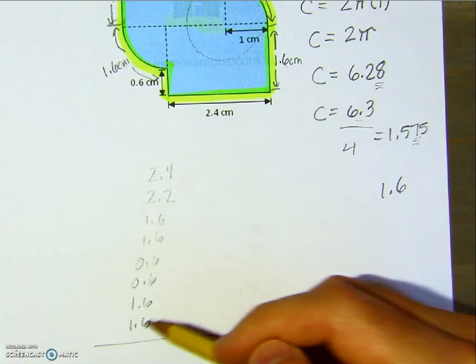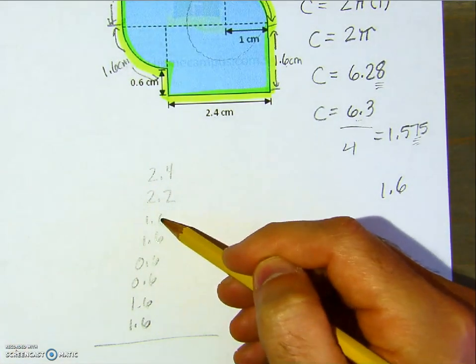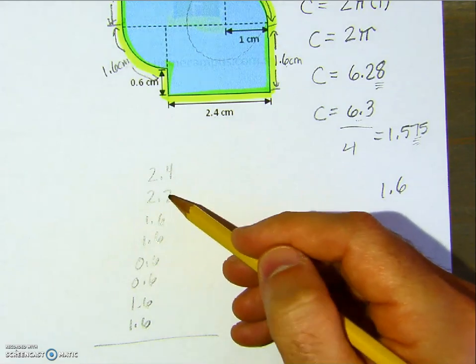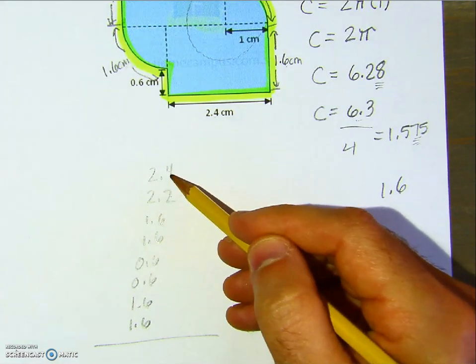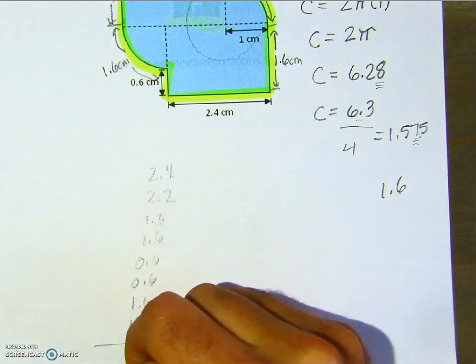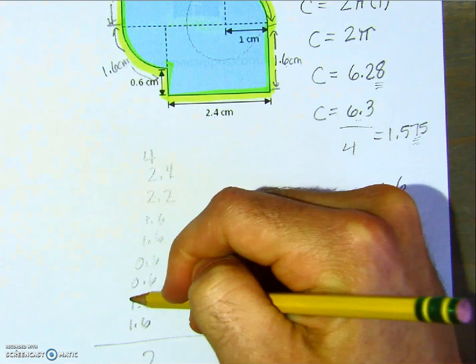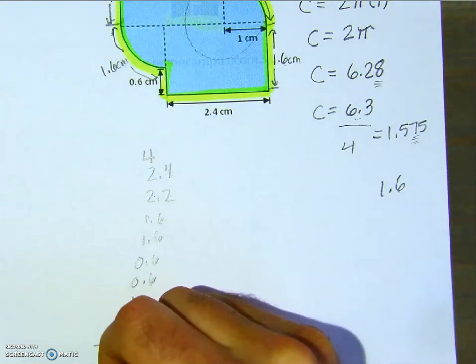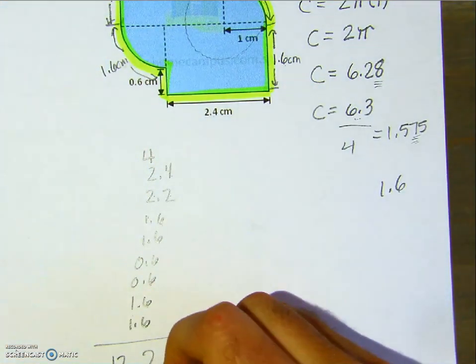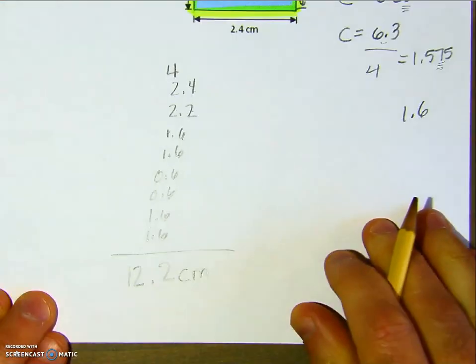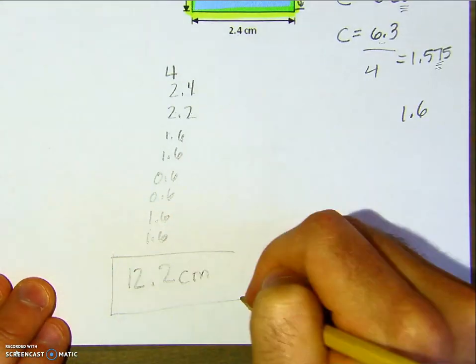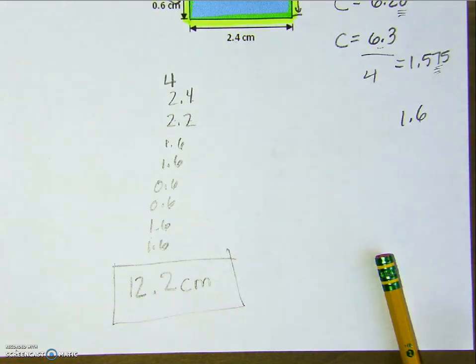So let's see what that is. 1, 2, 3, 4, 5, 6. 6 times 6 is 36, 37, 38, 39, 40, 41, 42. Carry the 4. That's 8, 9, 10, 11, 12. So it must be 12.2 centimeters all the way around this shape.